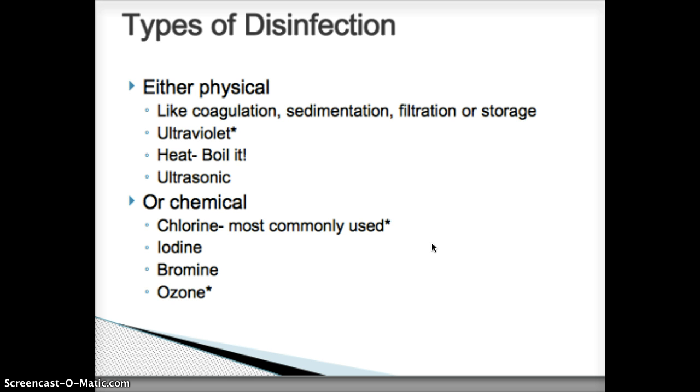And the UV and ozone have a little asterisk because we are going to cover them more completely throughout the rest of this presentation. The others I'm just mentioning for completeness. Oh, and of course chlorine. So the chemical parts. Chlorine is the most commonly used. Iodine, bromine, or ozone are other chemical forms of disinfection.